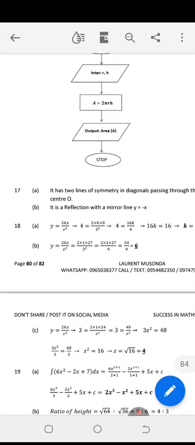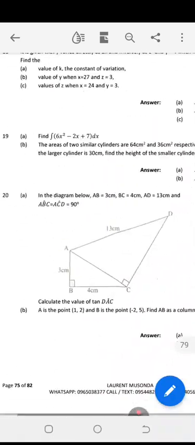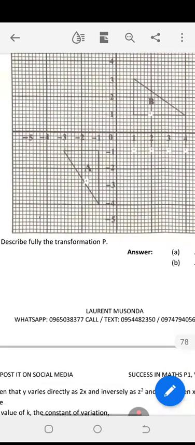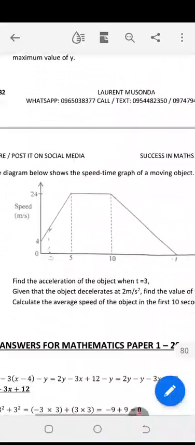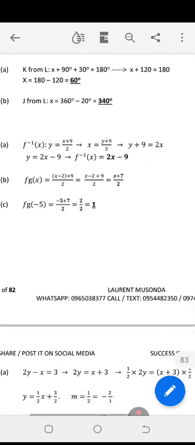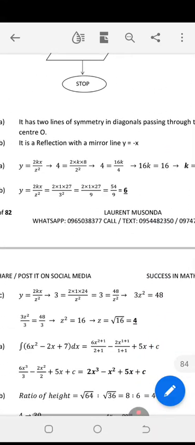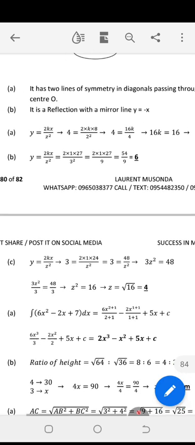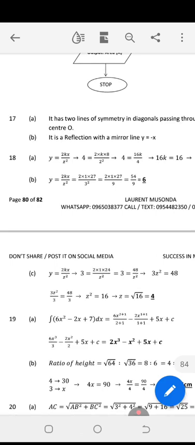Then the next question, they're talking about transformation. They want you to identify this transformation. Of course, this is a reflection, because with a reflection the shapes will be facing each other. So this is a reflection, and the mirror line is just in the middle there, which is y equals x. The mirror line is y equals x. So it is a reflection with the mirror line of y equals negative x. That is it.